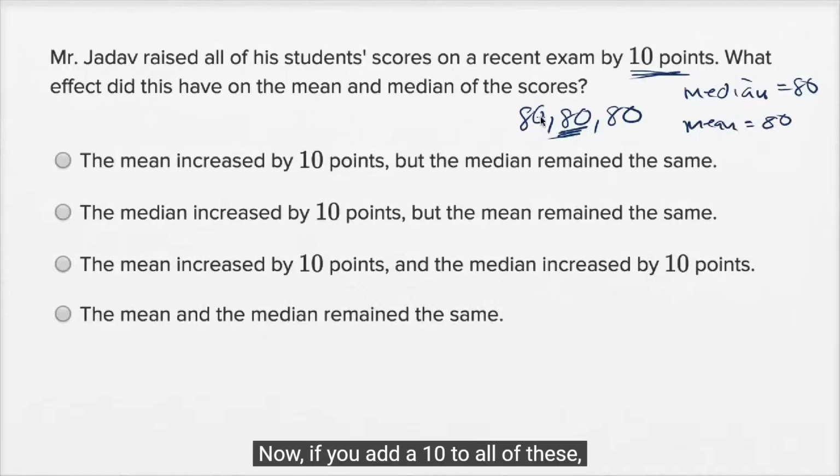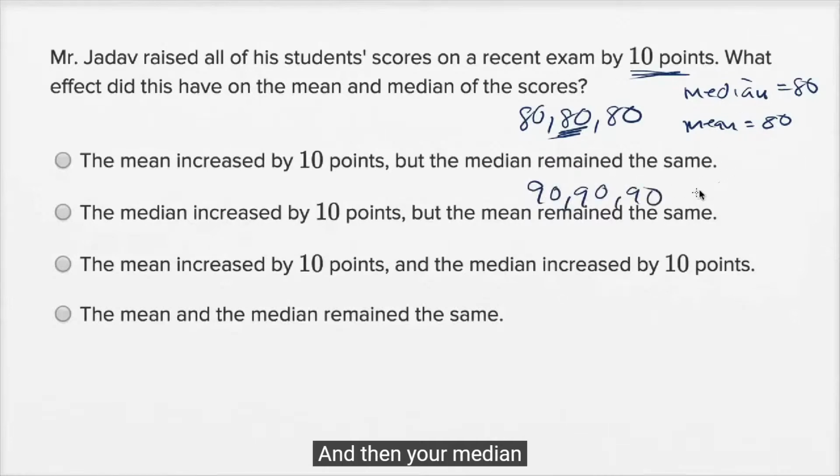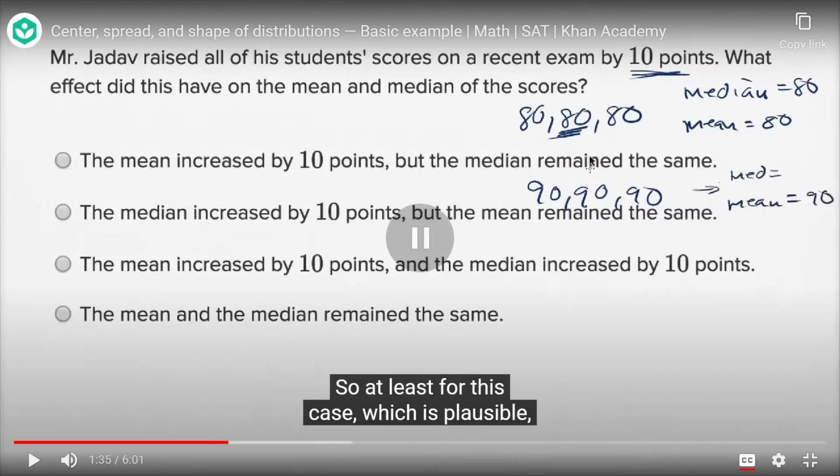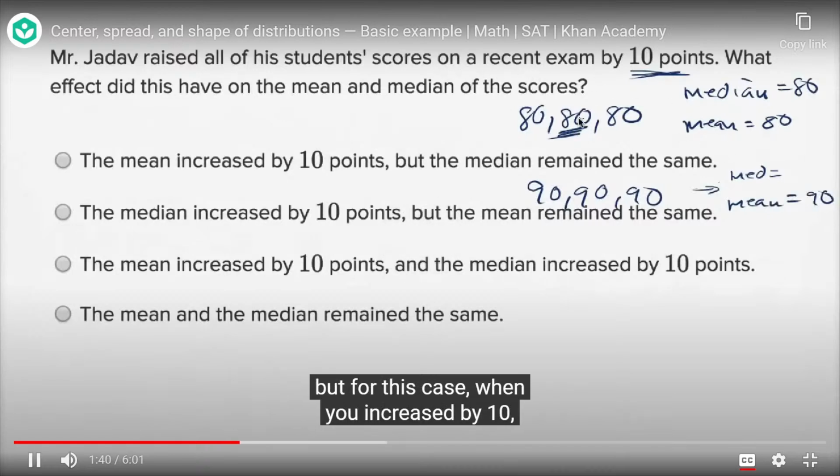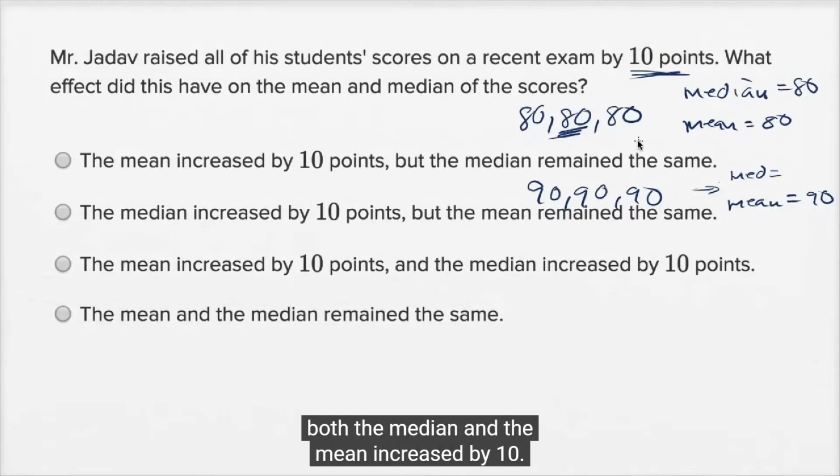Now, if you added 10 to all of these, then it becomes a 90, a 90, and a 90. And then your median and mean are both going to become 90. So at least for this case, which is plausible, when you increased all the scores by 10, both the median and the mean increased by 10.